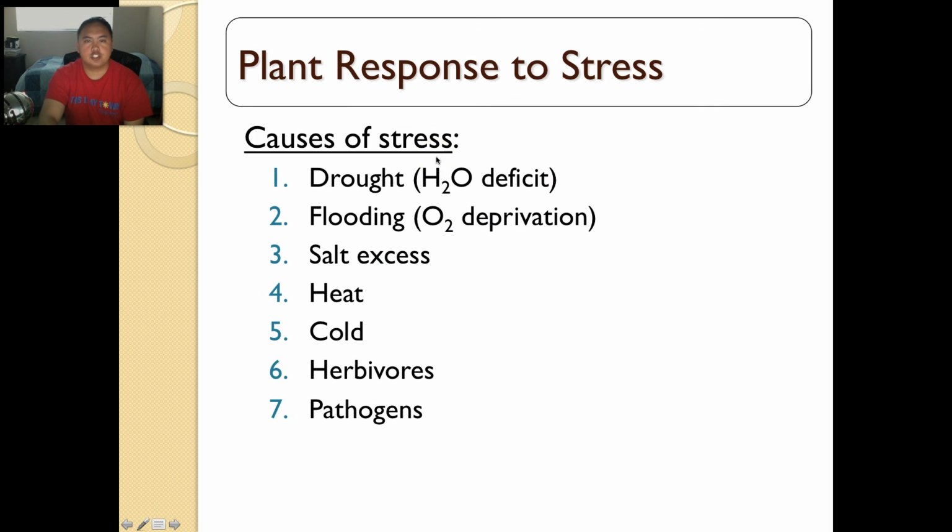And then there's stress. So if you think about this, plants also get stressed, just like we get stressed. There are 7 things that can cause a plant to get stressed, and we'll talk about what it does. There could be drought or flooding, which is drought is not enough water. Flooding, you may say it's too much water, but it's not so much that's too much water, it's that it doesn't get enough oxygen. Too much salt, too hot, too cold. Herbivores, meaning like predators that eat plants, and pathogens, which is like disease.